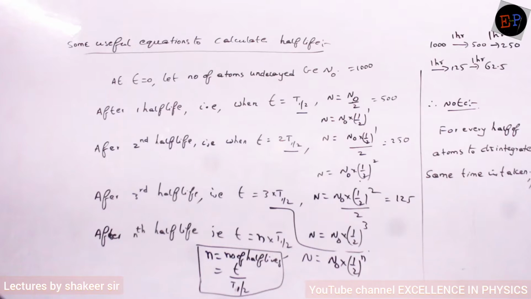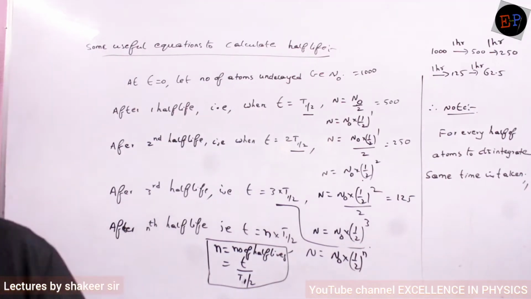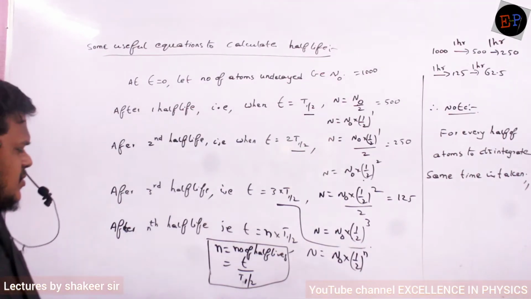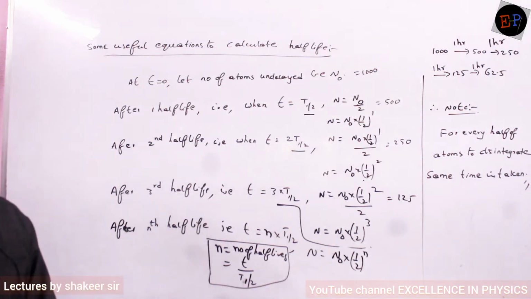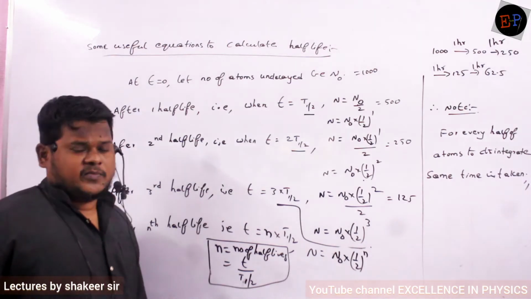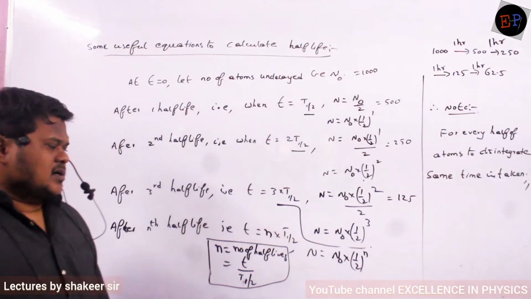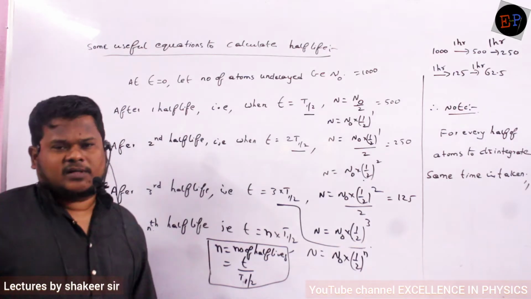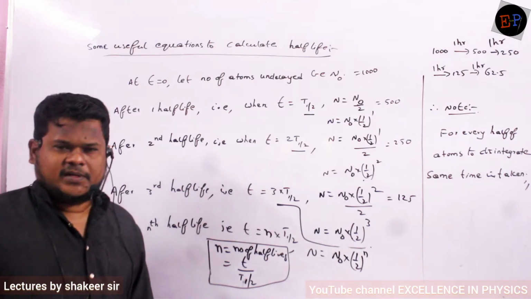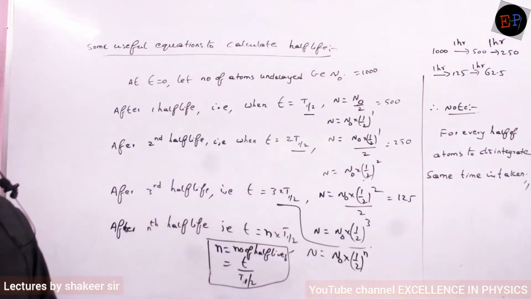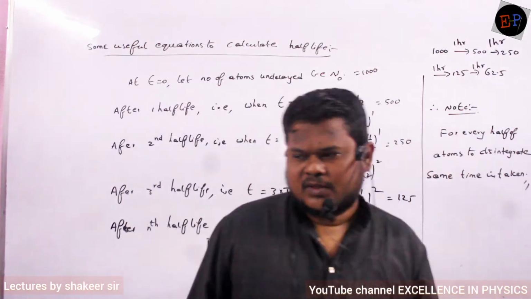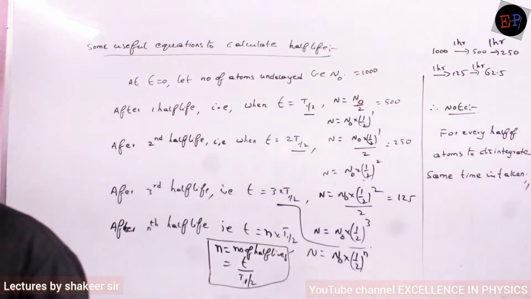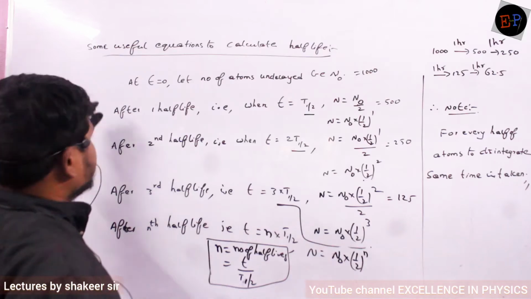Are you able to understand? Clear now what is happening? So this is one very beautiful equation to calculate the number of half-lives, or how many atoms are present after a particular number of half-lives. Okay? So write down one question. Question is, shall I rub this?